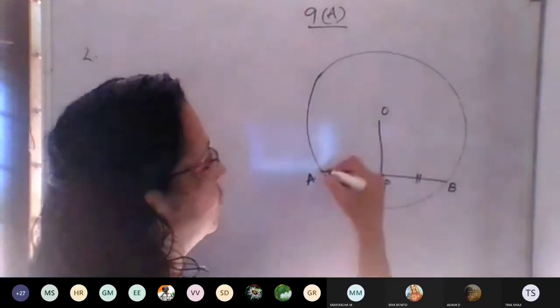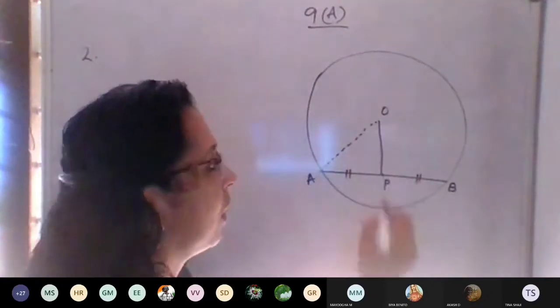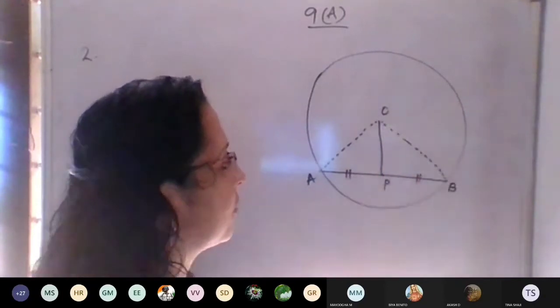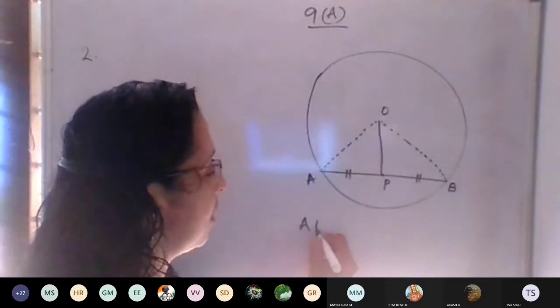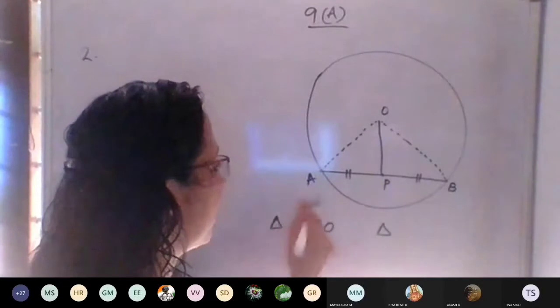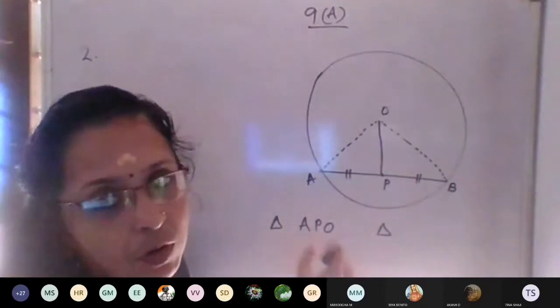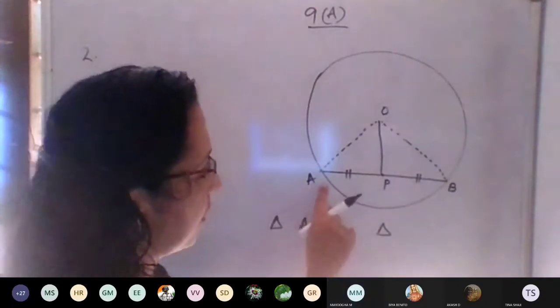So, join, first don't write, join first AO and OB. So we got two triangles. Which are the two triangles? Triangle APO and triangle... If you are taking APO, next will be which one? Don't write anything, first listen. BP. We started from A.